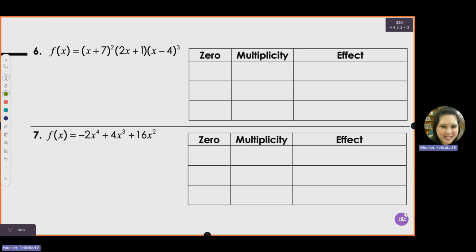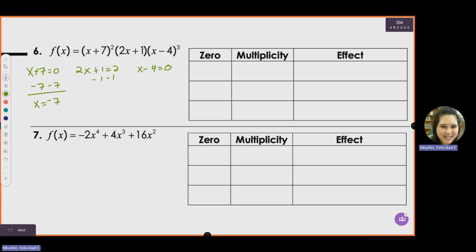All right, let's take a look at number 6 together. I'm going to set all my factors equal to 0. So x plus 7 equals 0, 2x plus 1 equals 0, and x minus 4 equals 0. Over here, we're going to subtract 7 from both sides, and we get x equals -7.